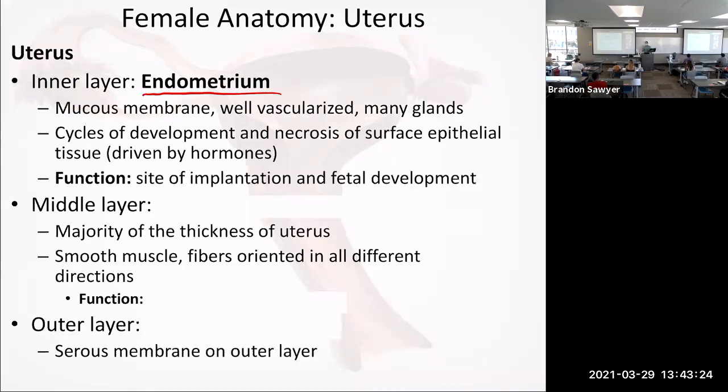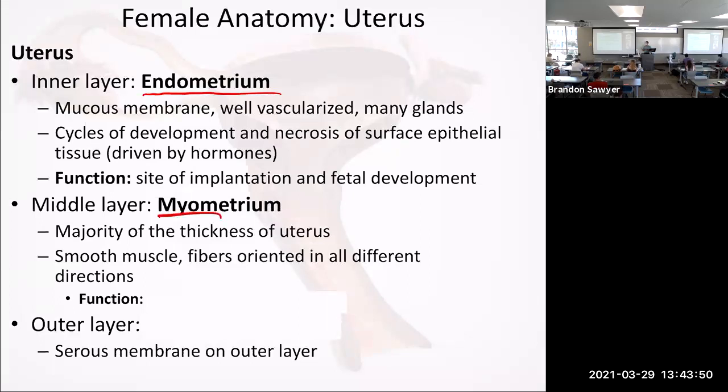Okay, and this is all driven by hormones. And so this really serves the function of being the site of implantation. Once that egg and sperm meet up, it gets implanted in the endometrium. Okay, and then there's a middle layer here, and that middle layer is known as the myometrium. So myo means muscle. Okay, so this is the muscular part of it.